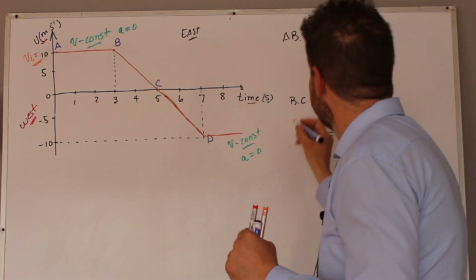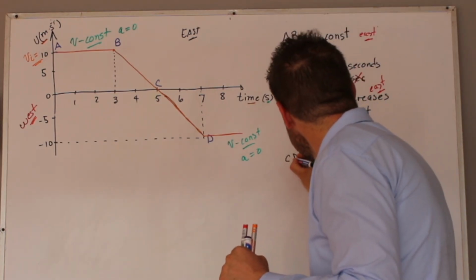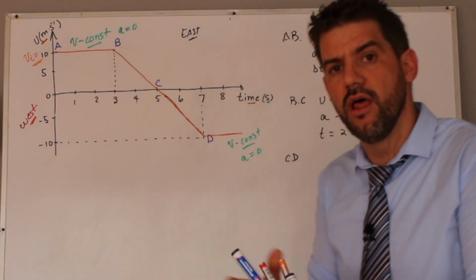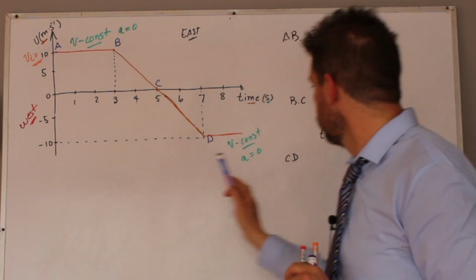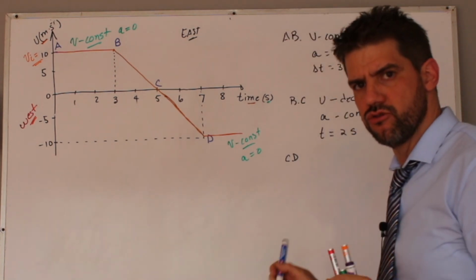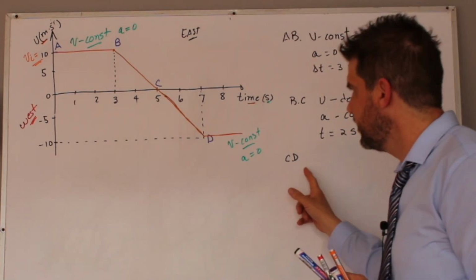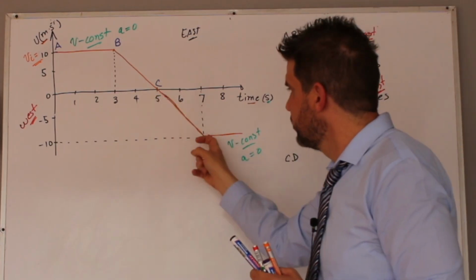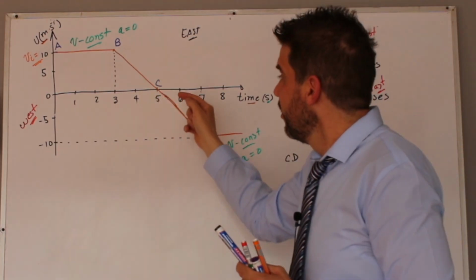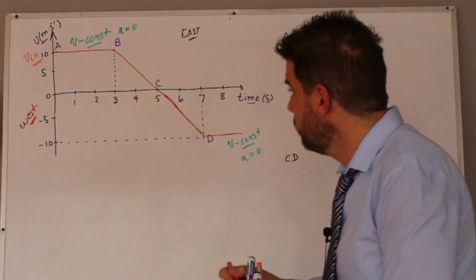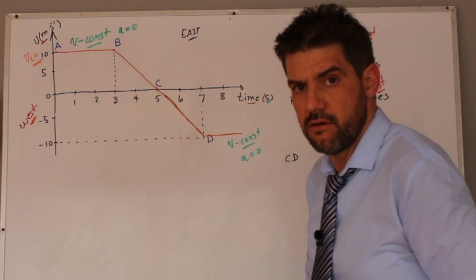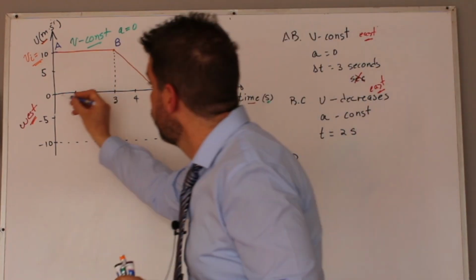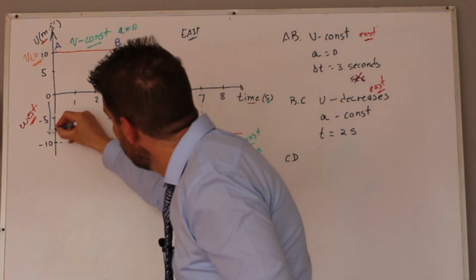Now, CD is a problem. Remember, I am going a little bit more than actually the question. The question only asks for AB. But we're going to explain everything because tomorrow you don't know what is going to happen. So CD is from this point to this point. Now, the velocity is going from 0, and this is the tricky part, so I really want you to pay attention here. All right? Velocity is going from 0 to 10.